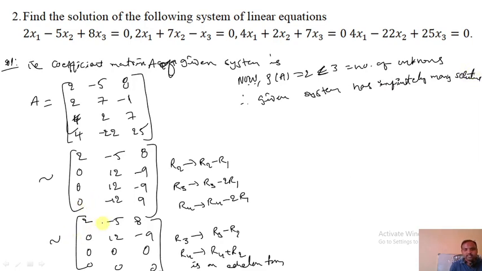See now this, write the system. We converted to row echelon form. We are applying row operations, we are getting the row echelon matrix. So both matrices behave the same. Now the solution of A is the same as the solution of this echelon matrix. The system is now 2x1 minus 5x2 plus 8x3 equal to 0. One equation. And another one is 12x2 minus 9x3 equal to 0.